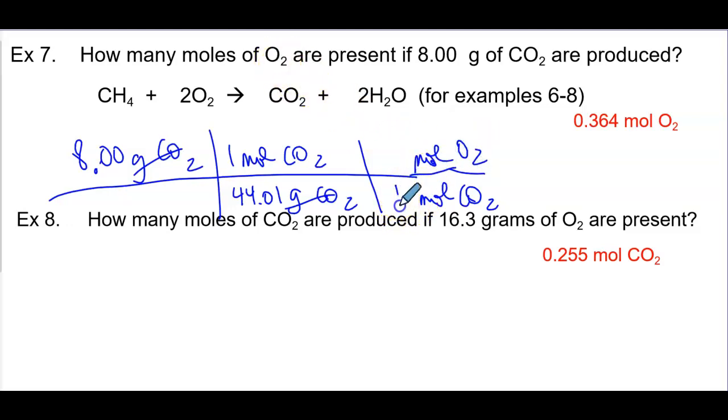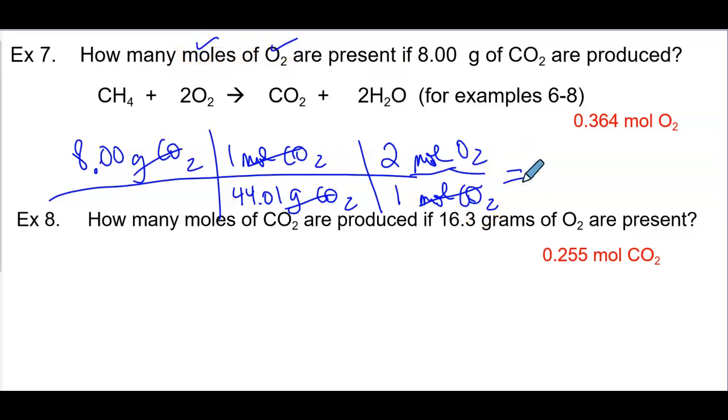So my CO2 number is 1, and my O2 number is 2. The number in front of CO2 is 1. The number in front of O2 is 2. So moles of CO2 cancel, leaving me moles of O2. I have moles of O2, and I'm done. That's how I know when to stop.